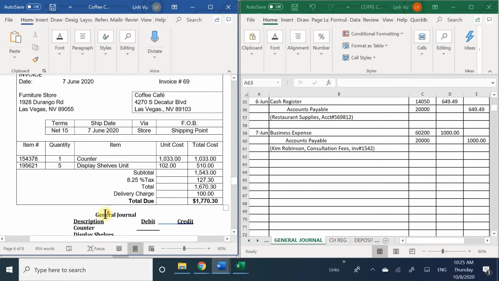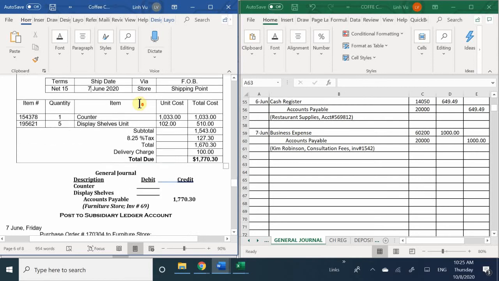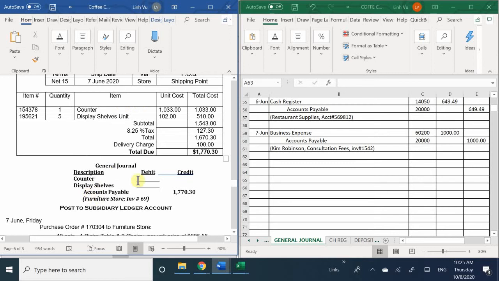So with that being said, since this is a bill, it gives you terms right here. So here the terms is net 15. And of course, the day that we received it and it was shipped out was June 7th. All right. So we are given this piece of information here. So that means, did we pay now or are we going to pay it later? Later? We're going to pay it later, 100%, because that's a lot of money.